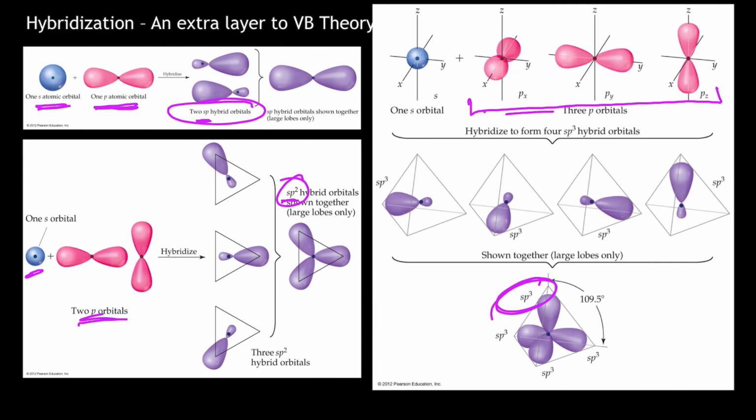Important to note that sp3, which utilizes all of my p orbitals, means I have no remaining p orbitals in the valence shell of that central atom, which means there is no potential for pi bonding in that scenario. No potential for pi bonding in an sp3 hybridized atom.